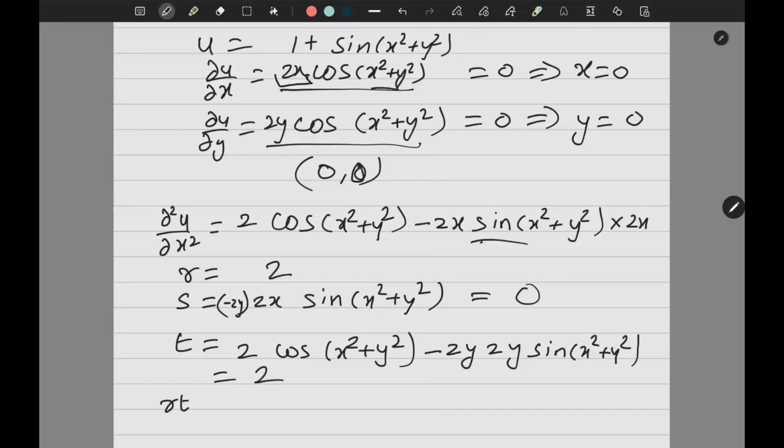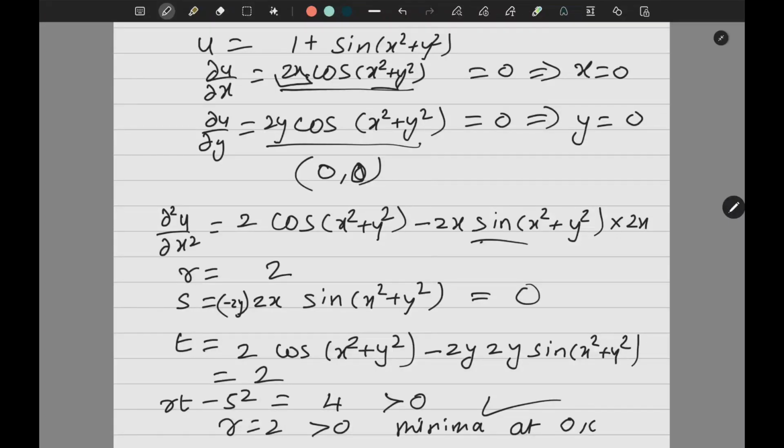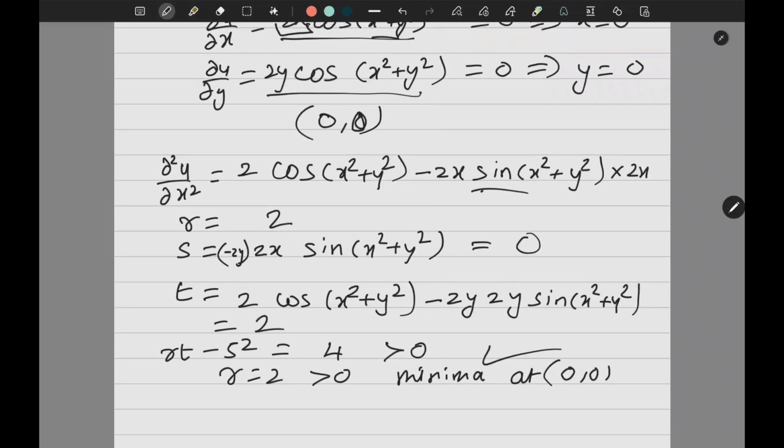So now what is RT minus S square? RT minus S square is 4, which is greater than 0. So yes, I can consider the point. Now what is the value of R? R is 2, which is greater than 0, which means I have a minima at 0, 0. Now what is the minimum value of the function?